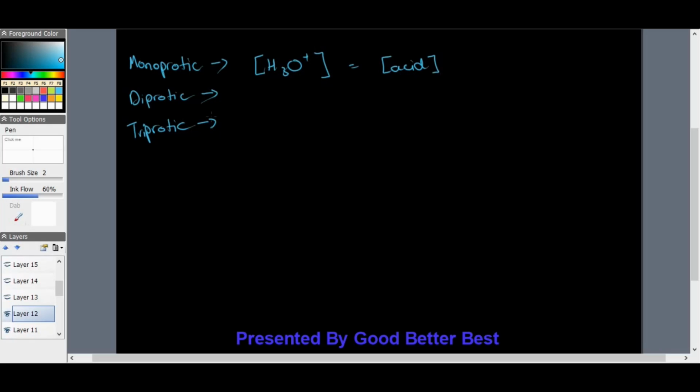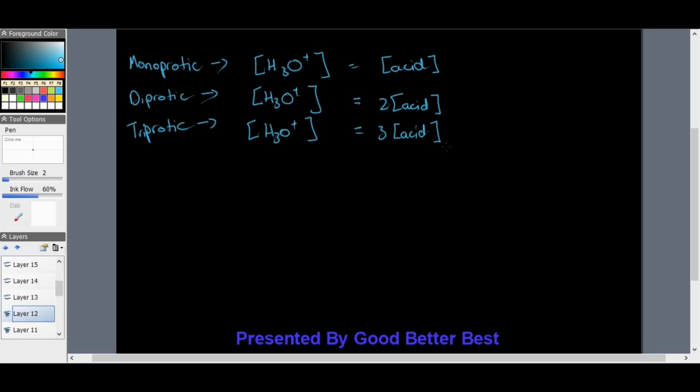But with diprotic, we know that 1 mole of acid produces 2 moles of H plus ions. In other words, it has 2 hydrogen ions to donate, which means that the concentration of H3O plus is 2 times the concentration of the acid, and I'll show you that in an example. For triprotic, it means exactly the same thing, except it's no longer 2 times the concentration of the acid, but 3 times the concentration of the acid.